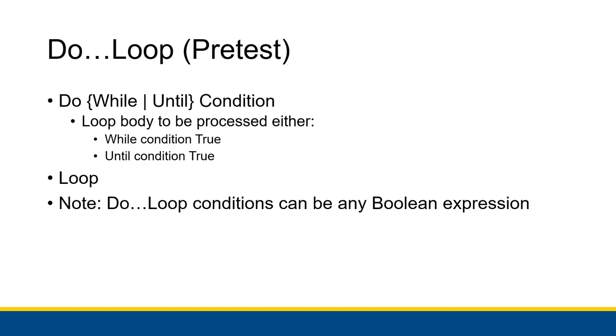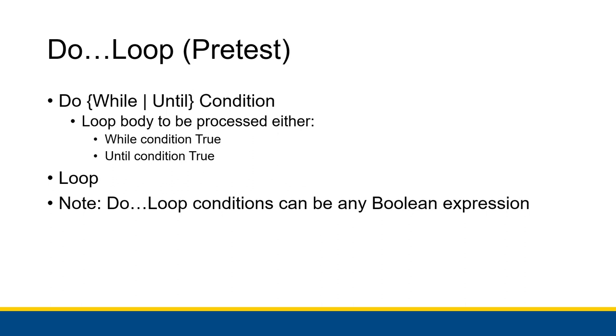Now the syntax for the do loop, the pretest version of it in this case, is going to be starting by saying do, and then you put either while or until, depending on whether you want to use a looping or loop exit condition. And then you actually put your condition, which is any Boolean expression that hopefully you would expect to change in the statement body.